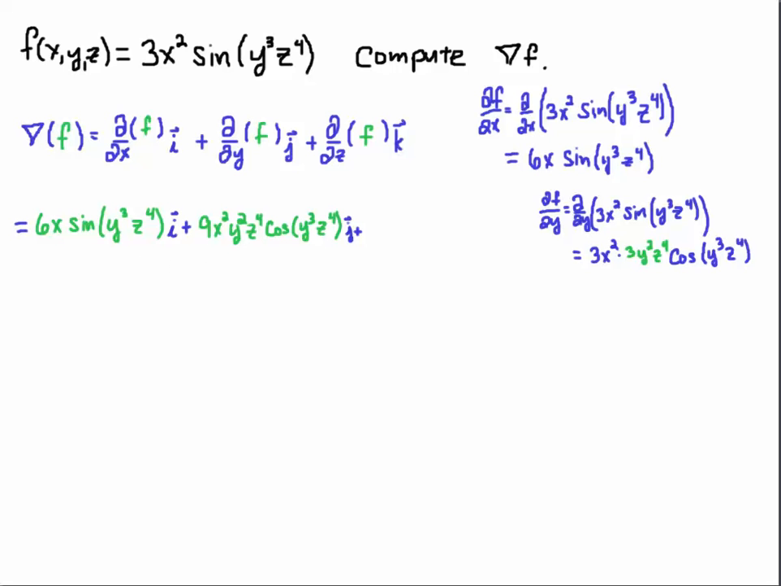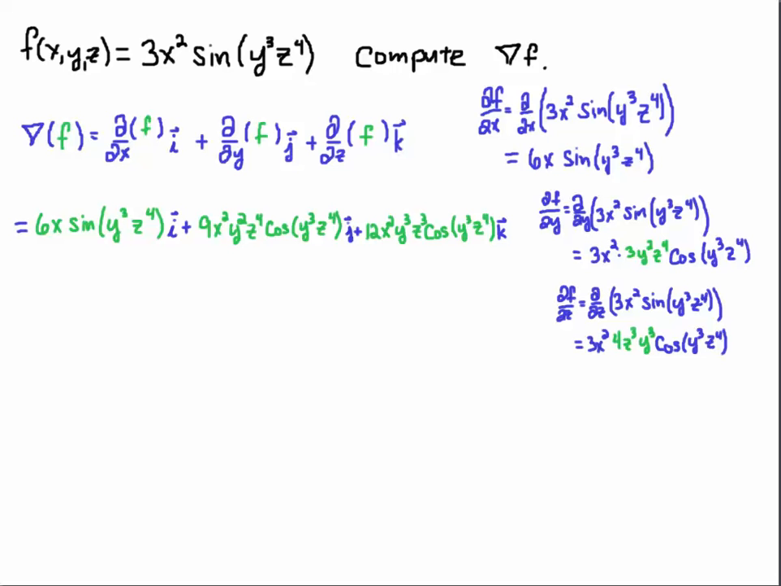The next term is going to be similar in its computation to the previous term. We leave the 3x squared alone because the z treats that as a constant, that's a factor. And then we take the derivative of sine, we get a cosine. And then by the chain rule, we take the derivative of the inside, the y cubed is a constant, we take the derivative of z to the fourth, and we get 4z cubed. And then I'm going to take that 4, multiply by 3, I'm going to get 12, and I'll get 12x squared, y cubed, and z cubed.